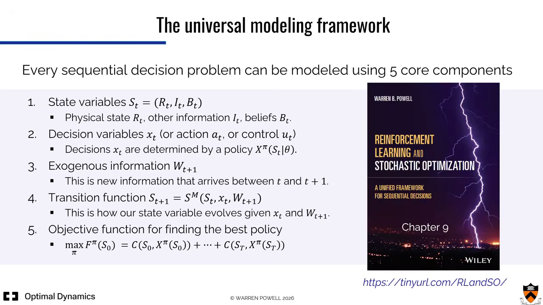Now, this is the foundation of what I've done in my big book. The Universal Modeling Framework is all contained in Chapter 9, which you can download for free from tinyurl.com/RL&SO. That's where the book webpage is. By the way, this is the only book that you cannot download for free. I'm not allowed to do that, but you can go to Amazon and purchase it.